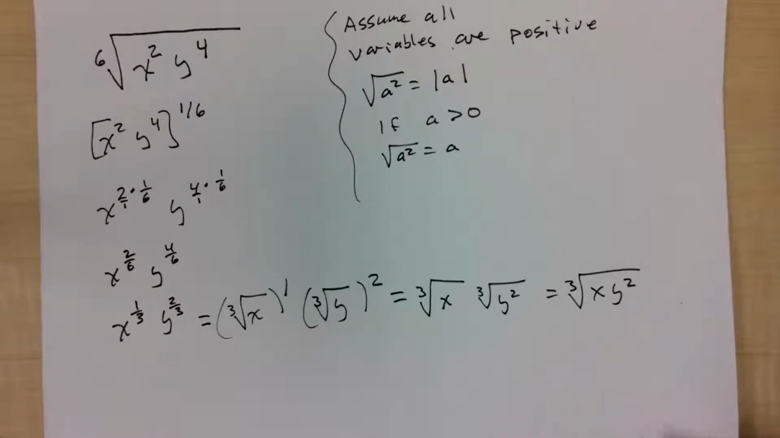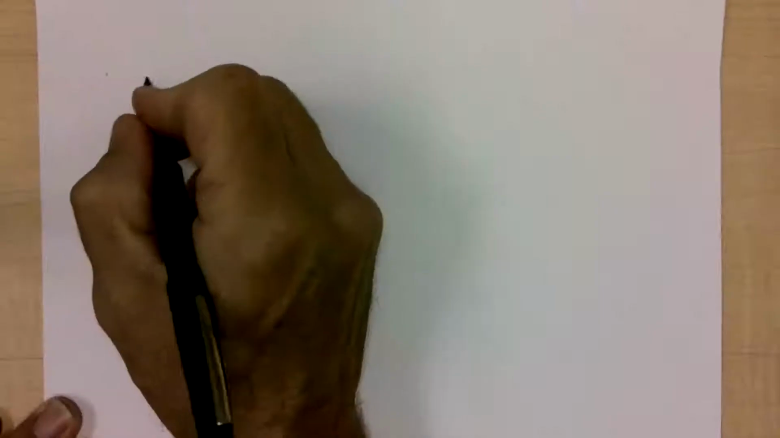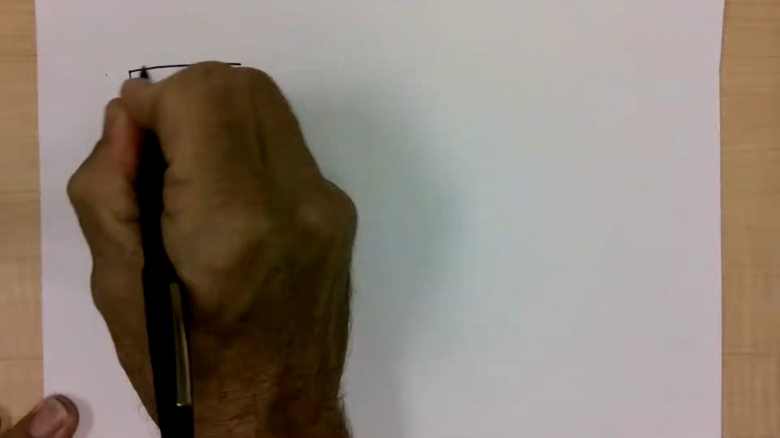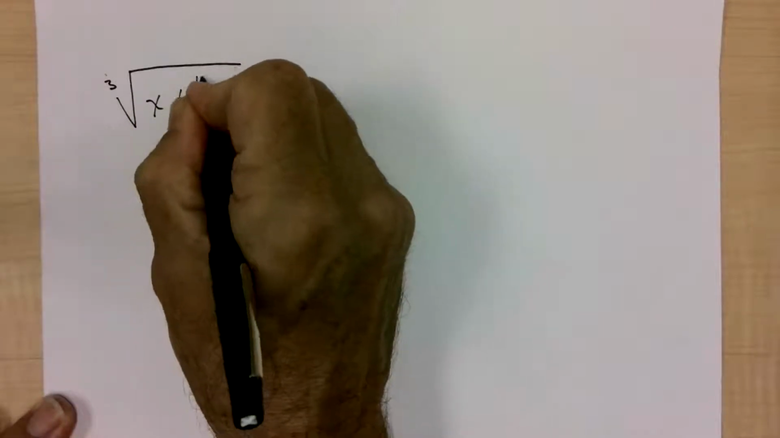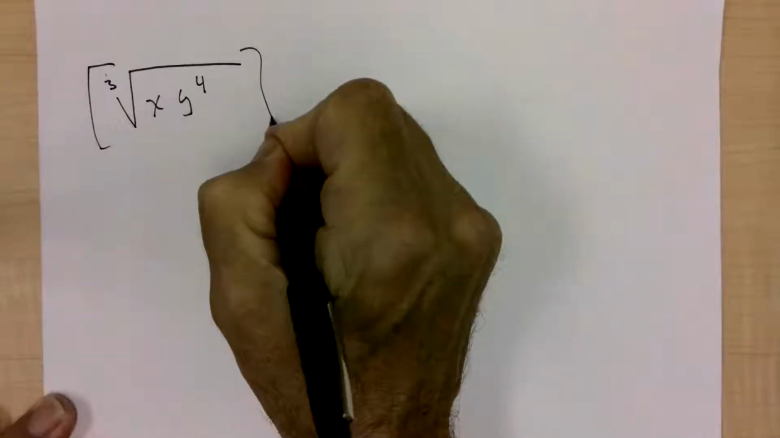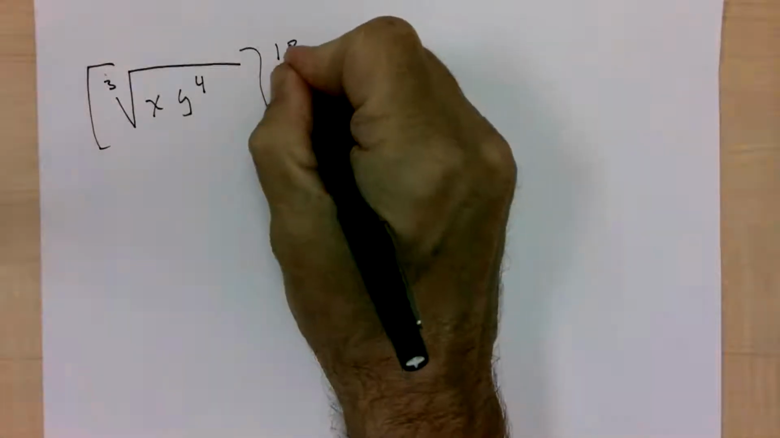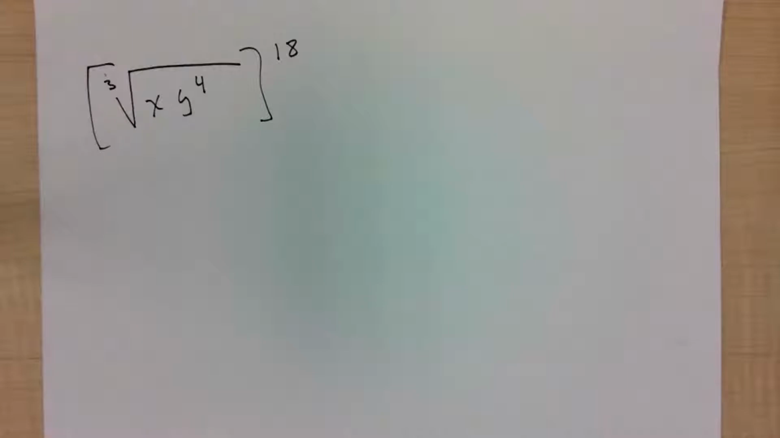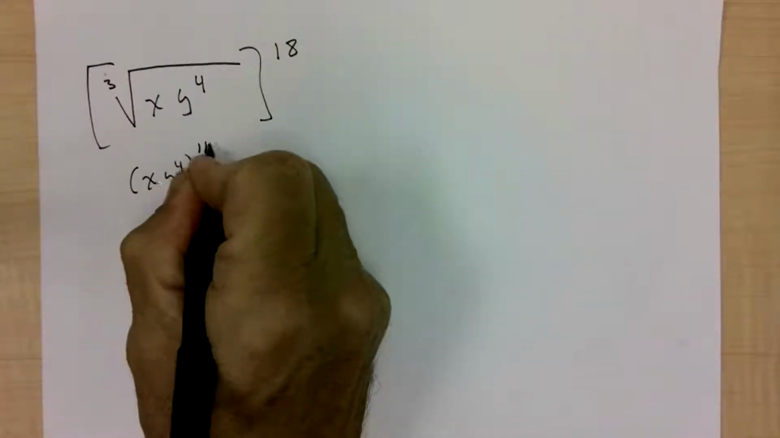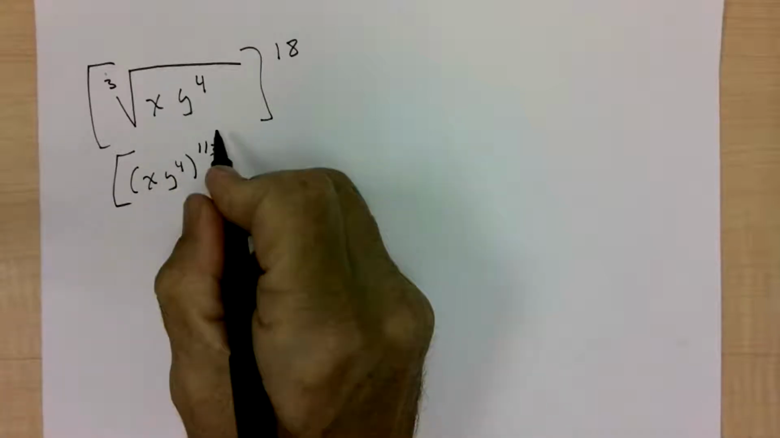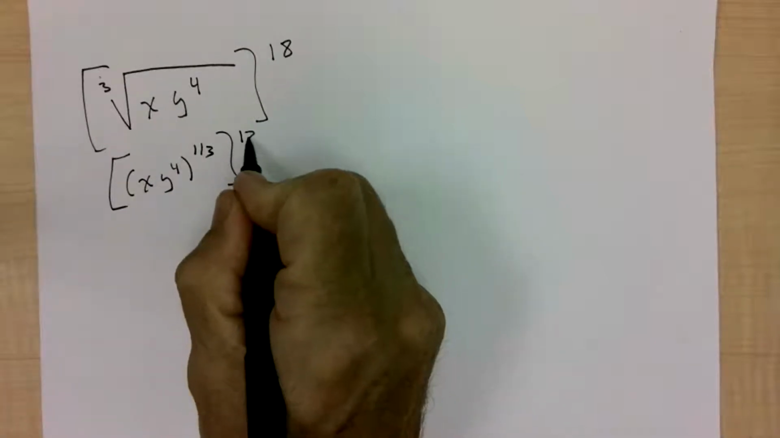Let's take a look at another one. What if we have a situation like this? What if I have the cube root of xy to the 4th, all raised to the 18th power? So we need to ask ourselves, what does this mean? Can we rewrite it in some sort of a meaningful way for us to analyze it? Well, it's xy to the 4th all raised to the 1/3 power, which is in turn all raised to the 18th power.